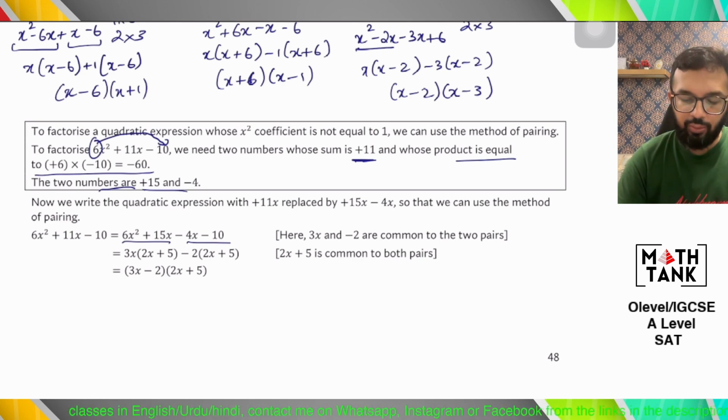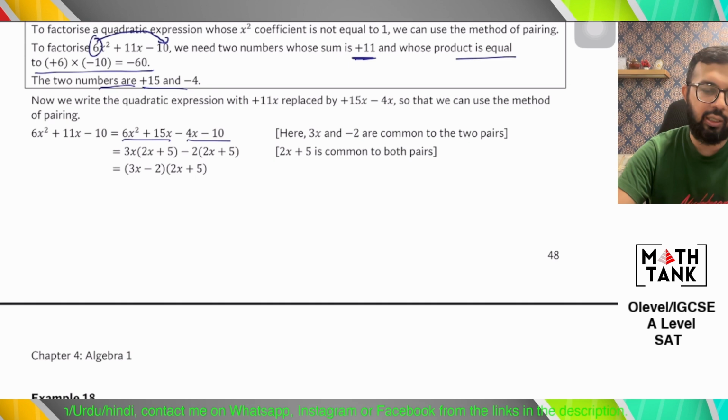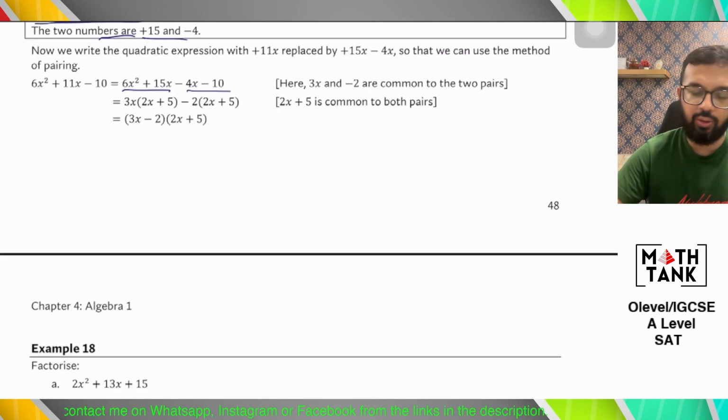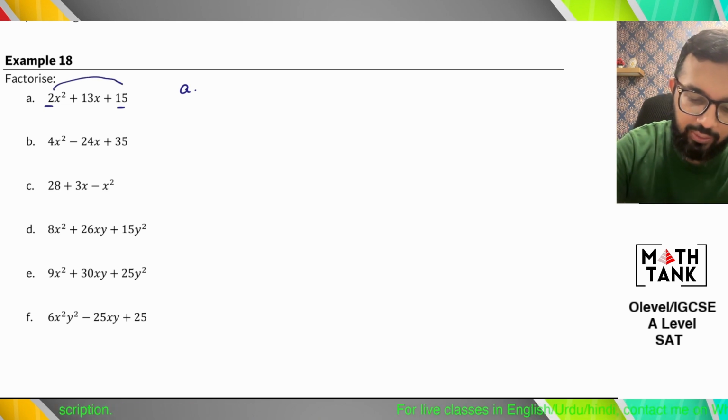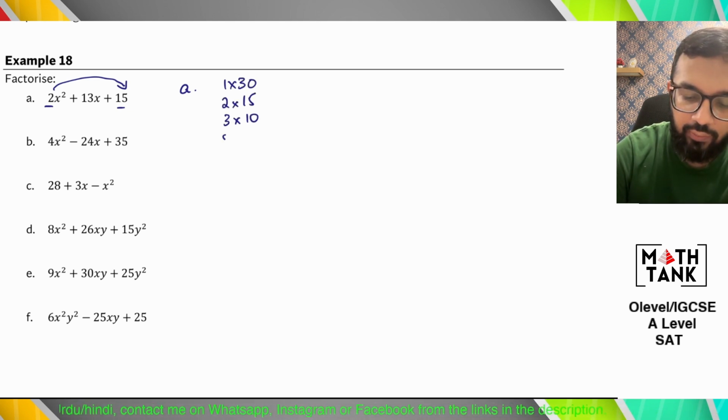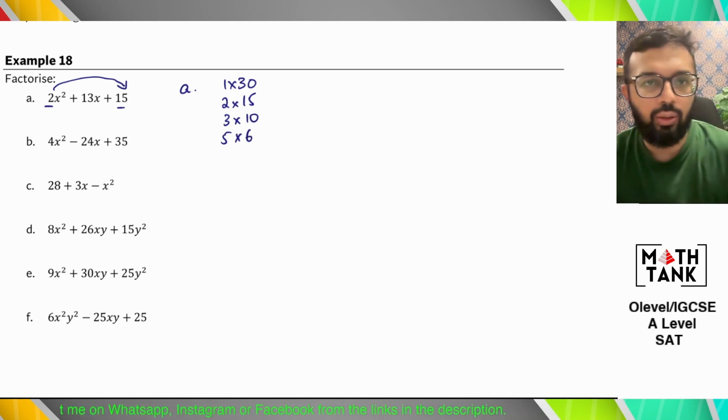Let's start with one of these questions here and say that I want to do A. Okay, 2 and 15. So 2 and 15 get me 30. Okay, so what I have is 2x squared plus 13x plus 15. So I'm going to multiply 2 and 15 together and say that this is 30. Now I need factors of 30. So 1 into 30, 2 into 15, 3 into 10, 5 into 6. Those are all the factors of 30.